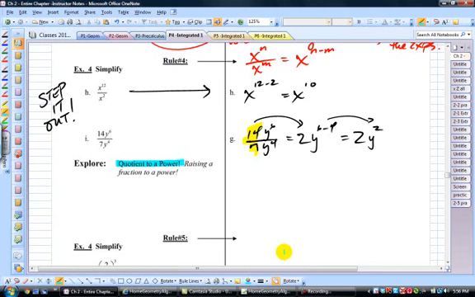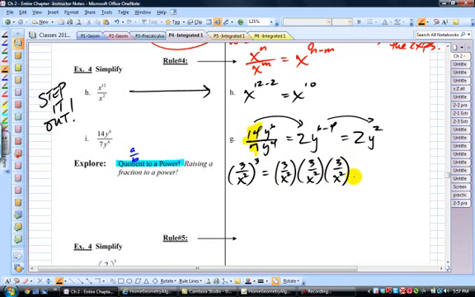Okay, the last rule is a quotient to a power. So I need to take a fraction like a divided by b and raise it to a power. So let's do that. Let's take 3 divided by x squared, and let's take it to the third power. Okay, and when you cube something, you multiply by itself 3 times. So 3 divided by x squared times 3 divided by x squared times 3 divided by x squared. That's what cubing means. This is called cubing.